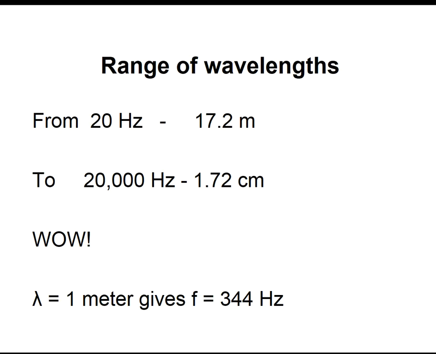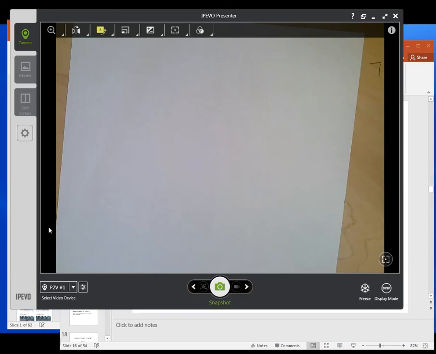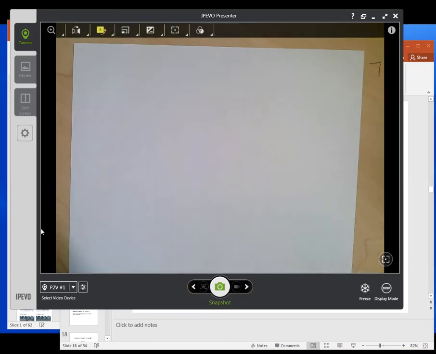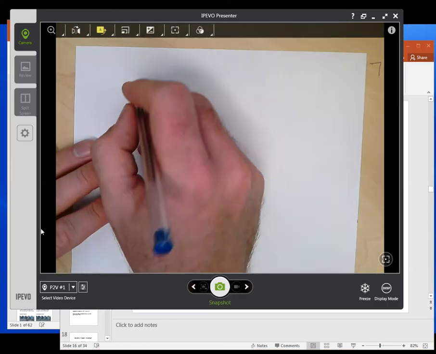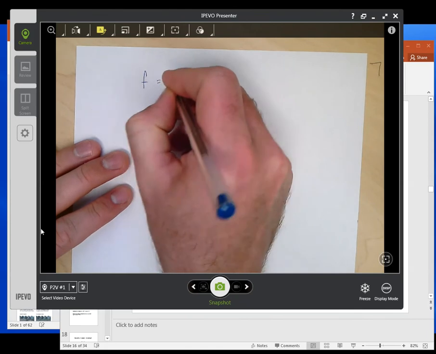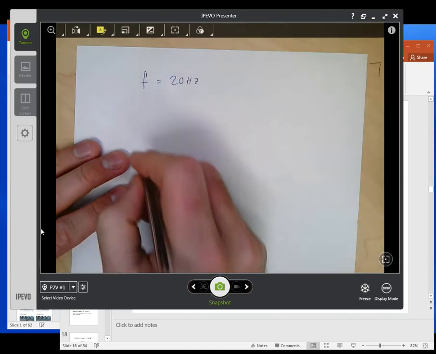And by the way, the range of human hearing in frequency is from 20 hertz all the way up to 20 kilohertz, or 20,000 hertz. So if we were to convert this into a wavelength, we can actually see what kinds of wavelengths these are. Let's practice and see if we can figure out what some of these wavelengths are. I mentioned that the lowest sound that we can hear is a frequency of 20 hertz. What is the wavelength here?